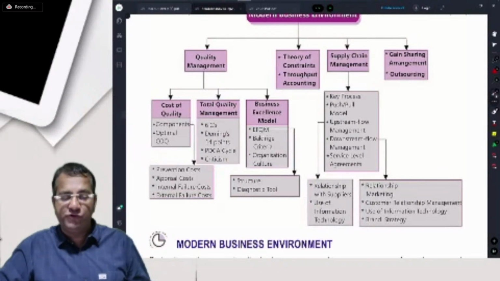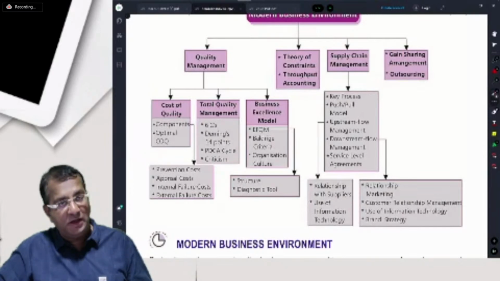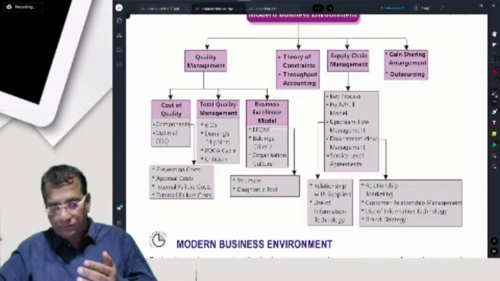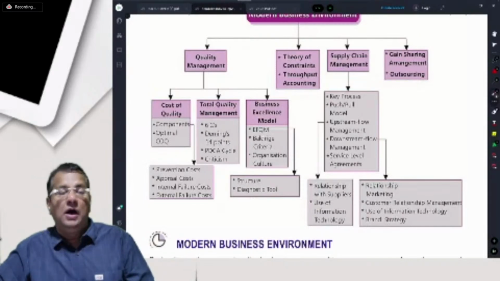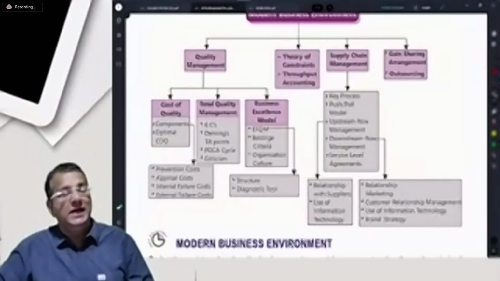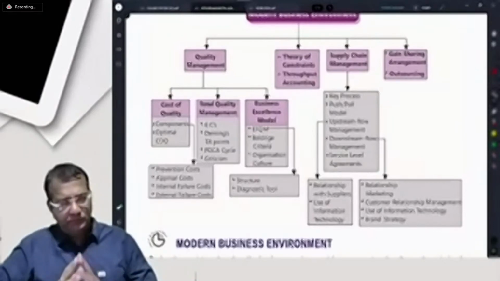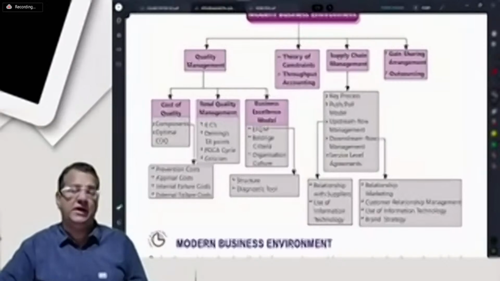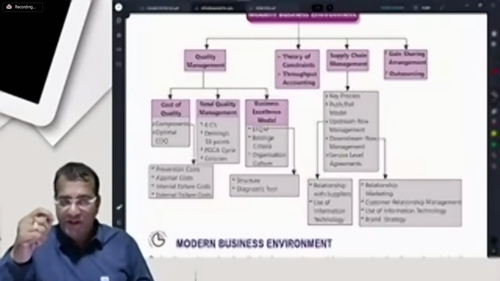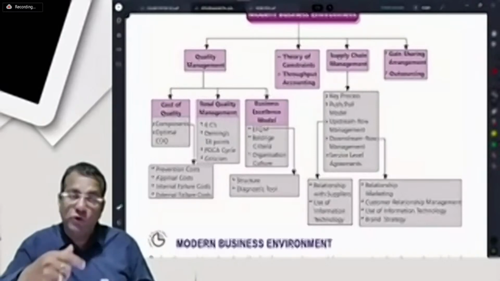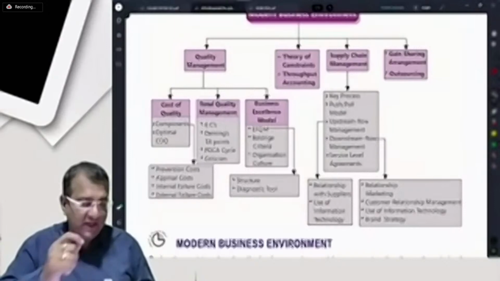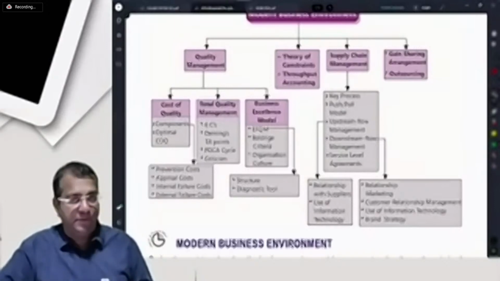What can the resources be? Resources can be raw material. We want more quantity of raw material, but the supply is limited. Other resources can be labor hours, machine hours, capital required. Any resource can be a key factor. A resource will be called a key factor when the demand for that resource is more than its availability, its supply.